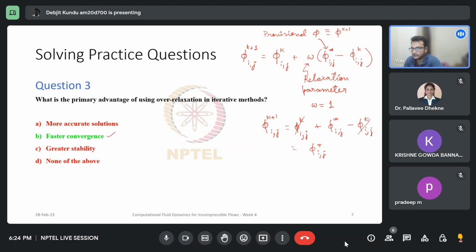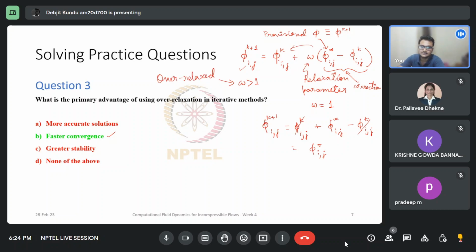Now try to understand the philosophy behind using this. This particular difference is some sort of a correction, right? This is a correction which is added onto the old value to get the new value. So if we increase this correction, we will approach the final solution more quickly. So how to increase that? We use an omega which is greater than 1. And these are the class of problems which are called over relaxed.